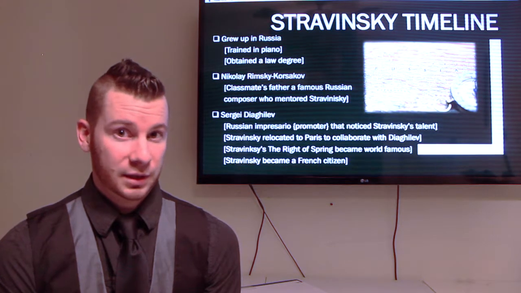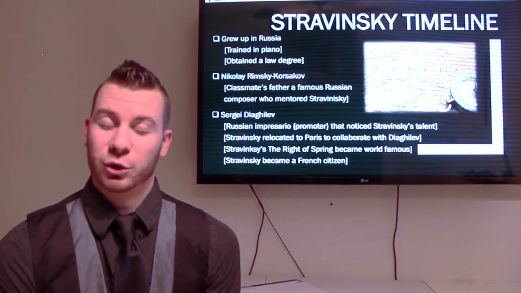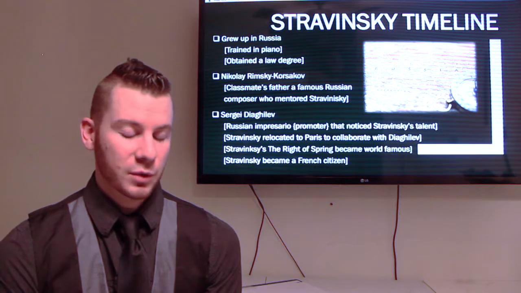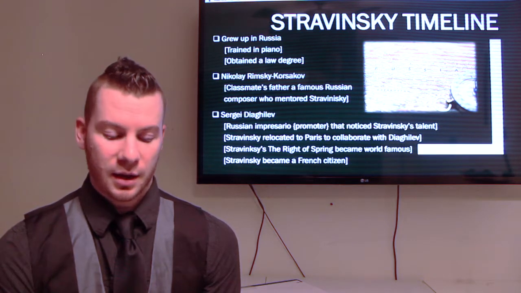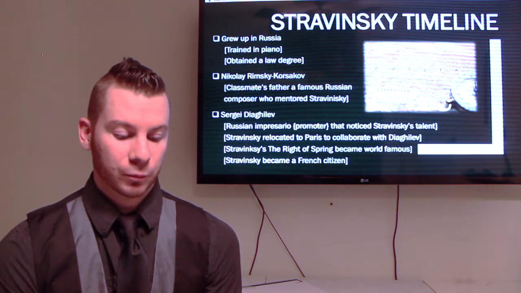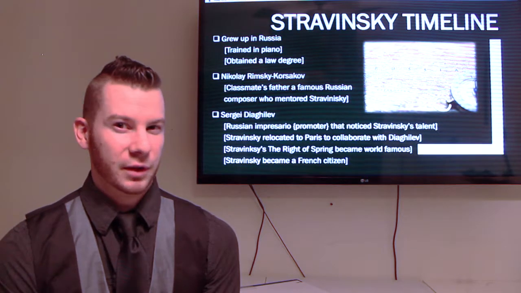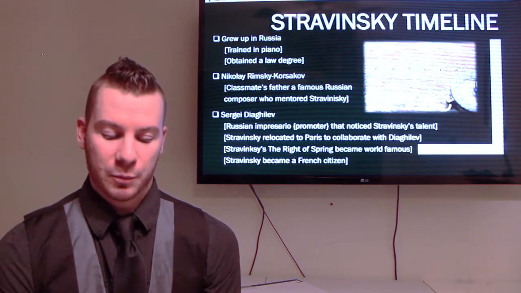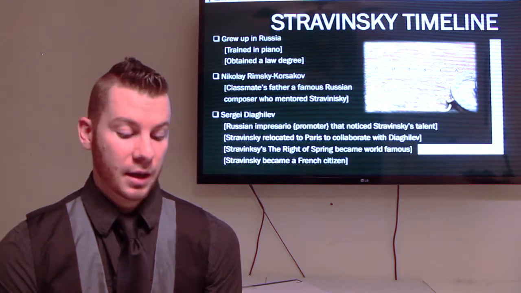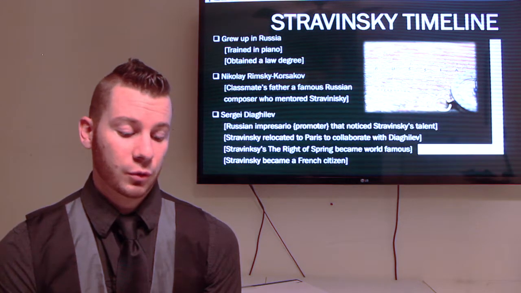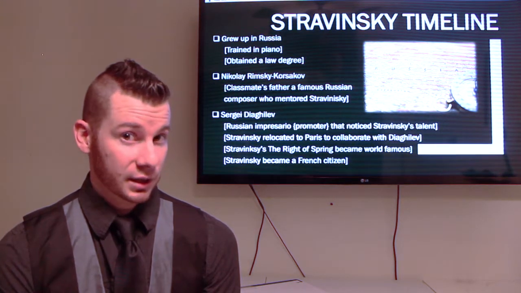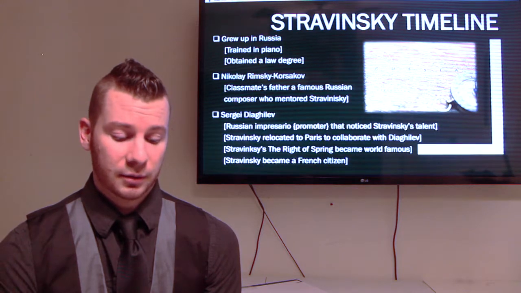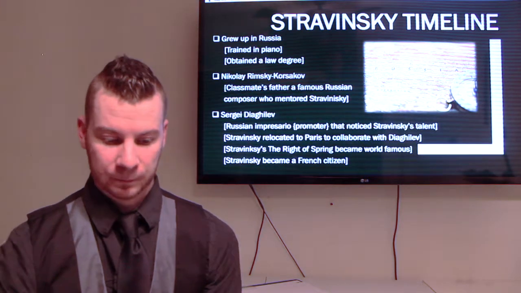This became world famous. This is a piece where there was an actual riot in the audience because the music was just so outrageous, not seen before. So it really wasn't accepted by the public then, but eventually it became well known, which made Stravinsky world famous. So this has led up to Stravinsky becoming a French citizen. He established his residence in France.